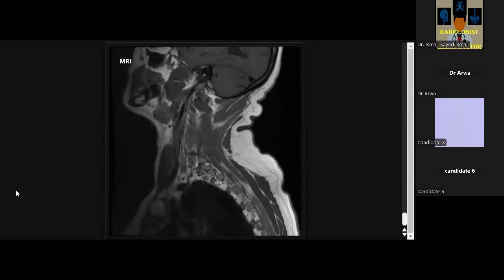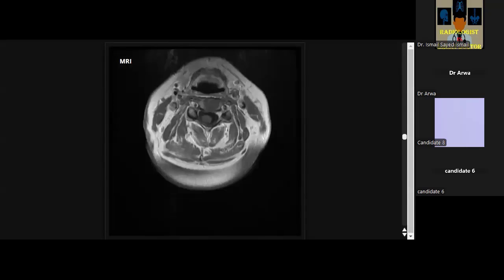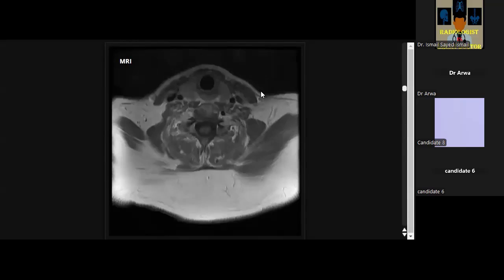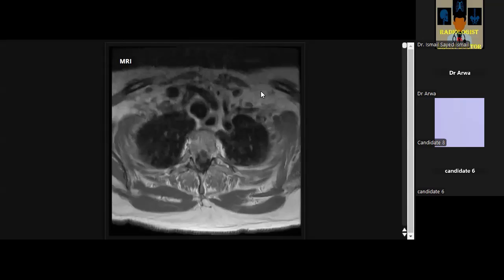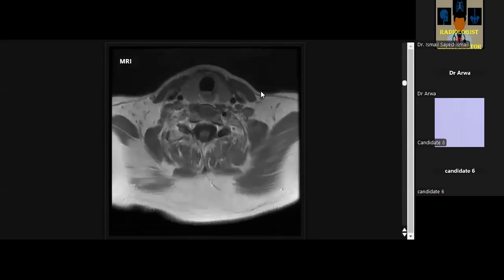Just leave the mouse. Proceed. Okay. I am presented with axial sections of cervical spine, post-contrast sequence.